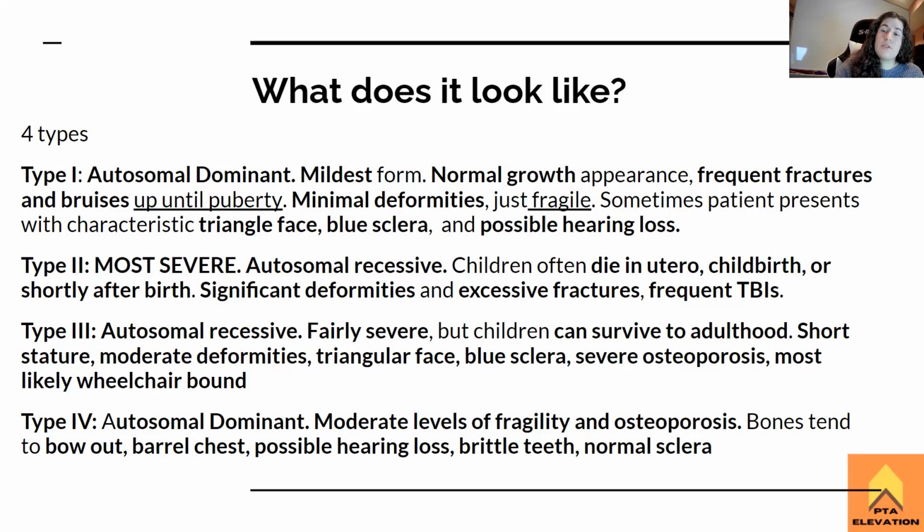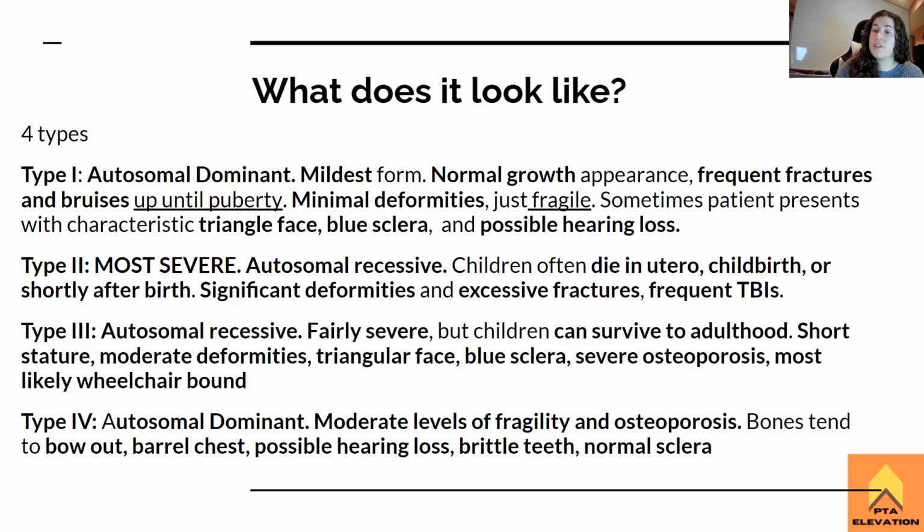So type 2 is the most severe form of osteogenesis imperfecta, even with the whole 8 other ones or whatever. This is the most severe type. This is an autosomal recessive inheritance, and these children unfortunately often die in utero, childbirth, or shortly after birth. So perinatal mortality rate for these individuals is very, very high.